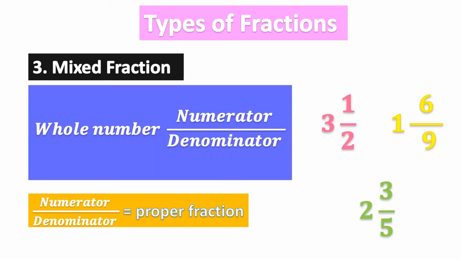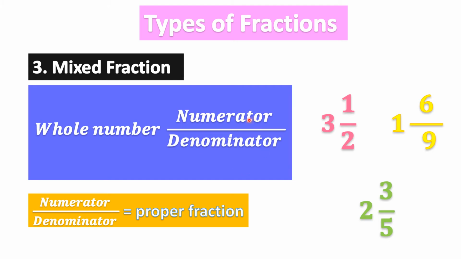Okay, so now the third type of fraction is called the mixed fraction, okay? So what is a mixed fraction? Let's see. First, we write a whole number, then we write numerator and denominator. This is how we form a mixed fraction, okay? You can see there's a whole number first, and then you write the numerator and the denominator. Now you can see that the numerator by denominator part is a fraction, right? And what type of fraction should this be? The condition is that this should always be a proper fraction, okay?